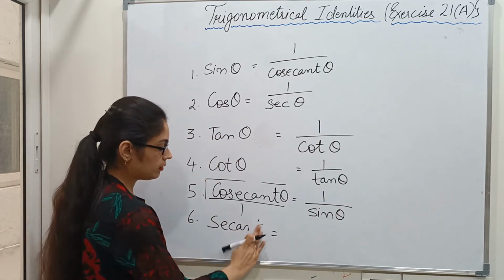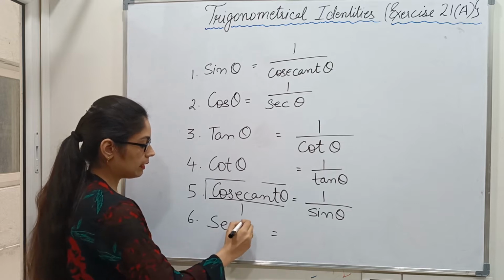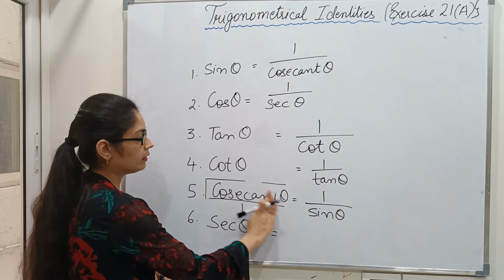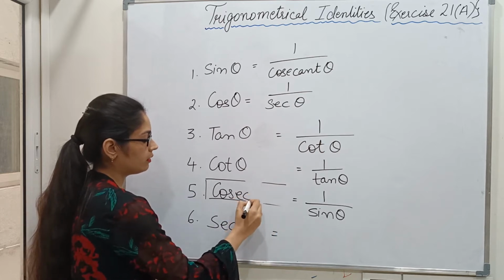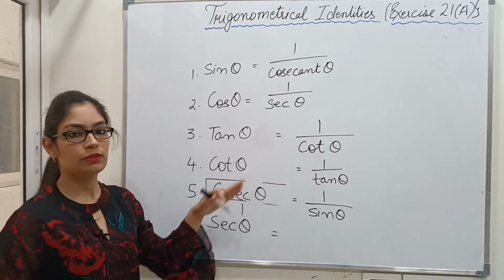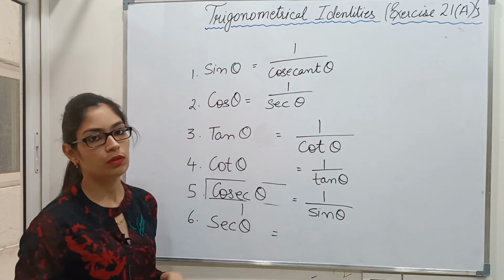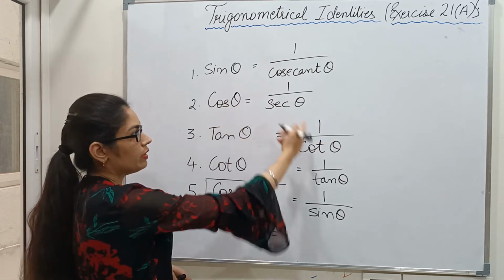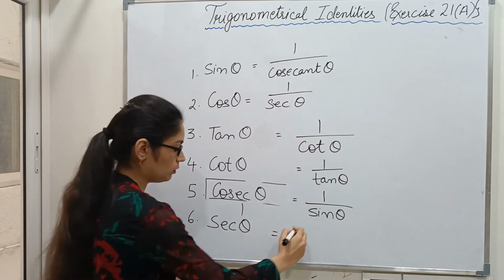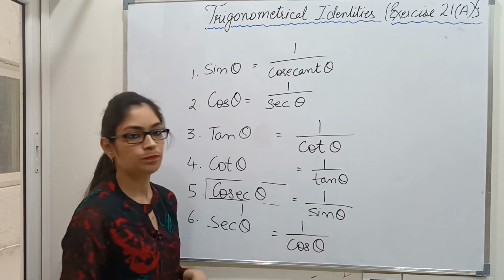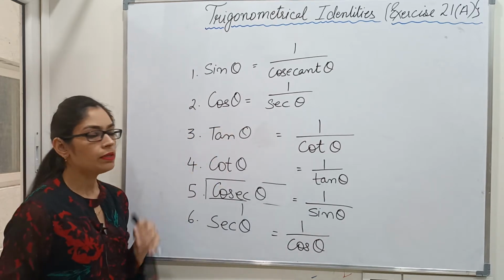Secant, mostly you will be seeing in its abbreviated form, sec. Cosecant you will be seeing as cosec. That's why I'm just writing their short forms only. So secant theta, we have learned it's a reciprocal of cos. Cos we can write as 1 by secant, so secant we can write as 1 by cos. So these are the reciprocals.